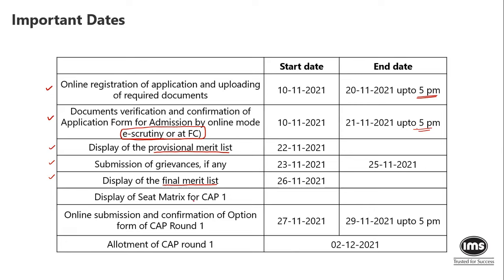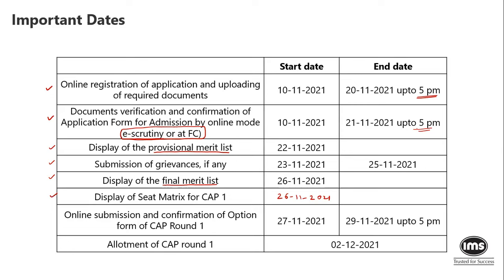At the same time, the display of the seat matrix is also going to happen, which is also on the 26th. The seat matrix will tell you how many seats in each of the categories are present in each of the colleges. For example, if you want to know how many seats are present at JBIMS for a particular category, in all India, how many seats are there, for open, how many seats are there, that information you will find in the seat matrix.